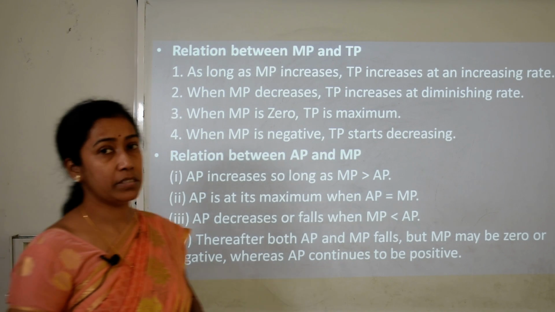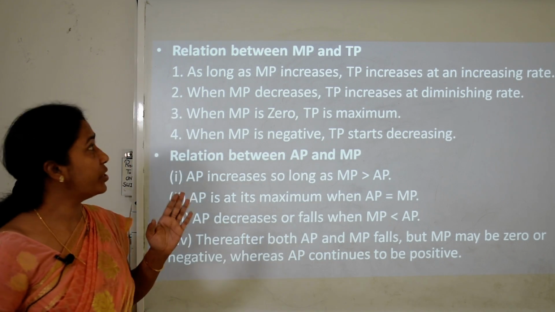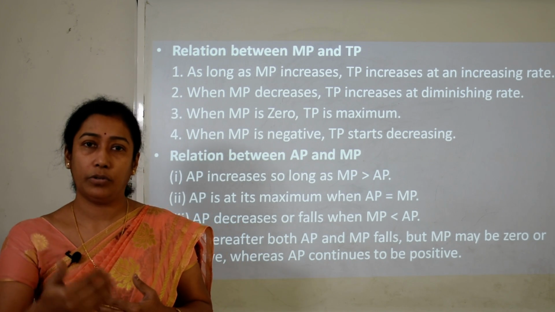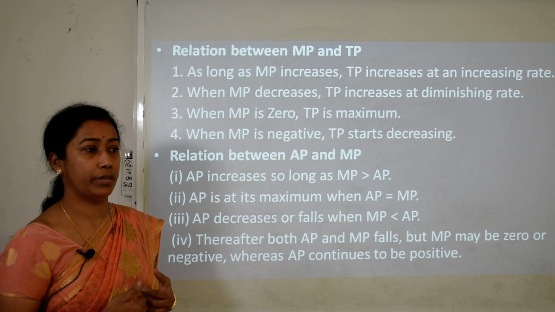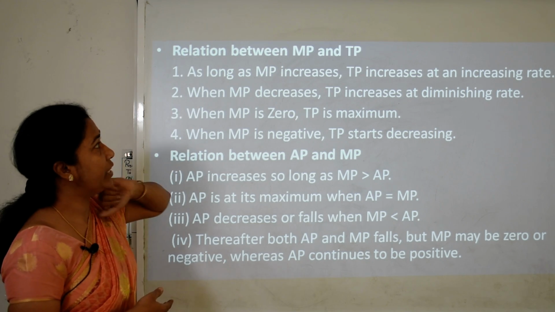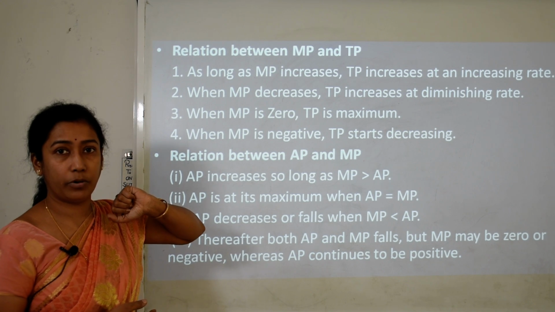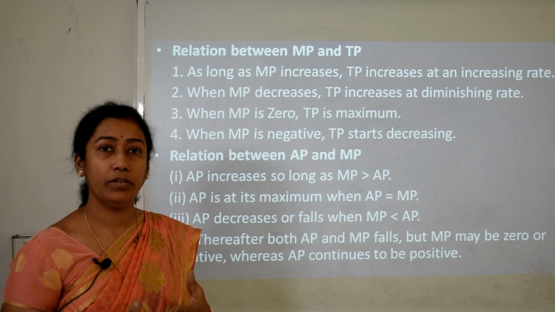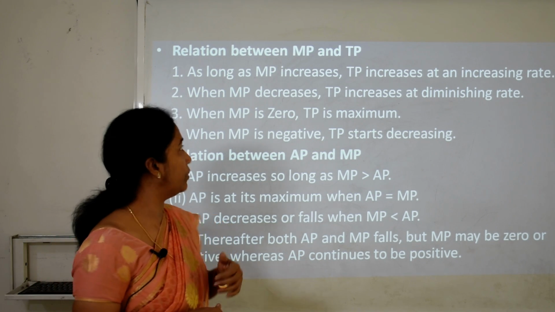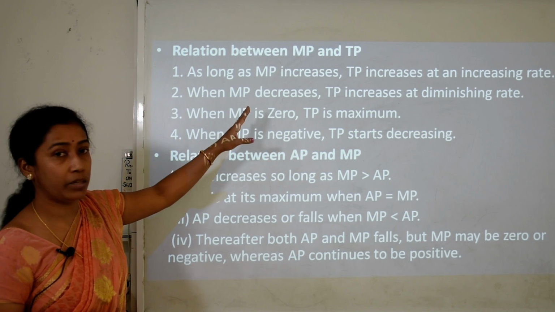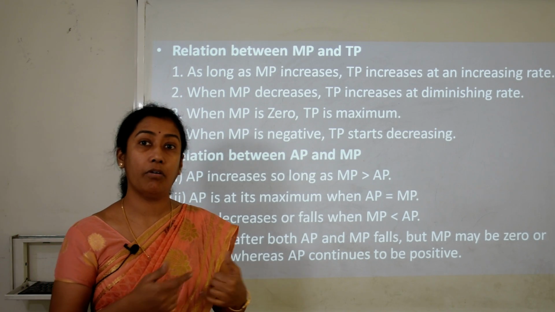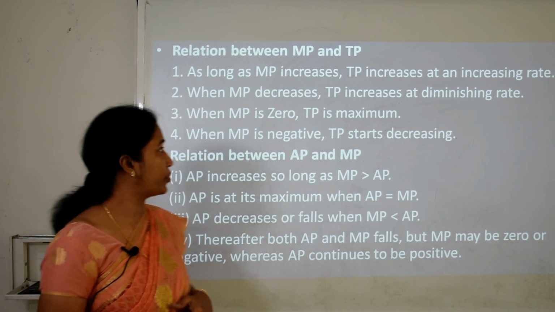Now the next topic is the relationship between marginal product and total product. As we have discussed various topics on total product, marginal product, and average product, now what is the relation between them? When we talk about the relation between marginal product and total product, symbolically the summation of all marginal products is equal to total product. So as long as marginal product increases, total product also increases at an increasing rate according to the law of variable proportion.